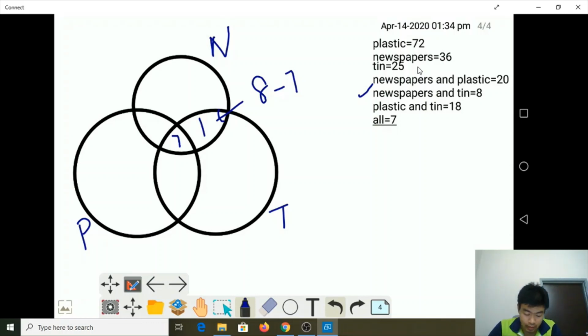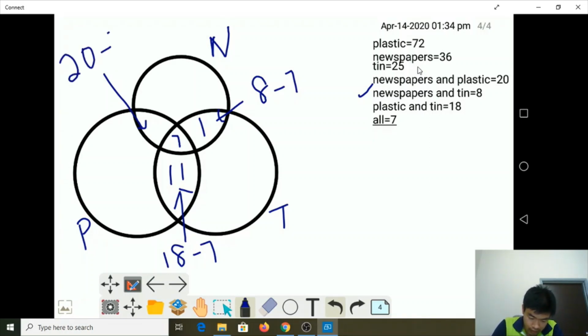Right, next part. Plastic and tin is 18, right? So this part is 18 minus 7. The answer is 11. Get that? Because there is no word only in the information, I need to minus out the 7, right? How about this part? Newspapers and plastic, 20 minus 7, which is 13. Okay, are you seeing this?